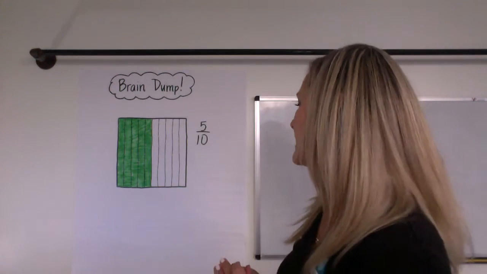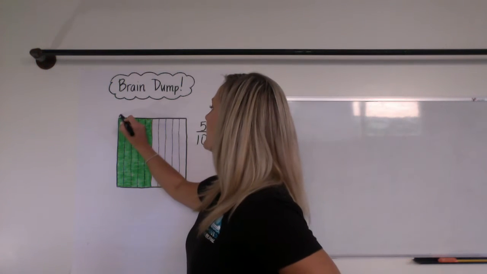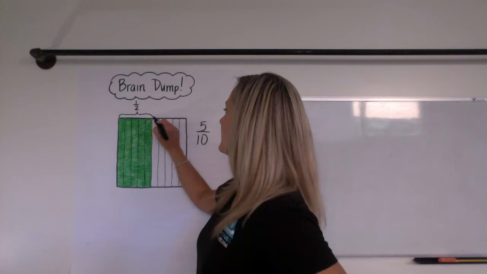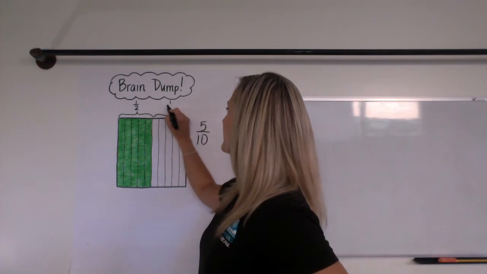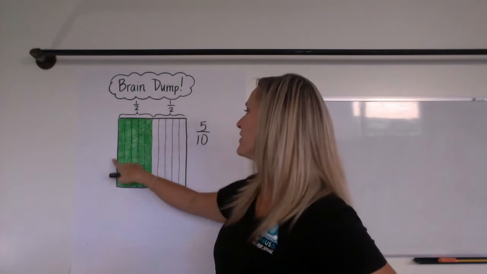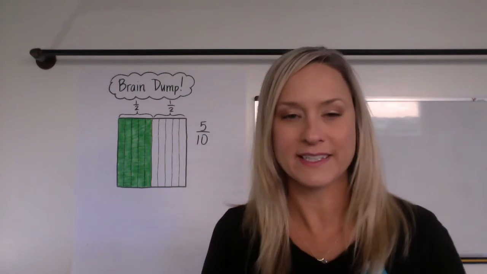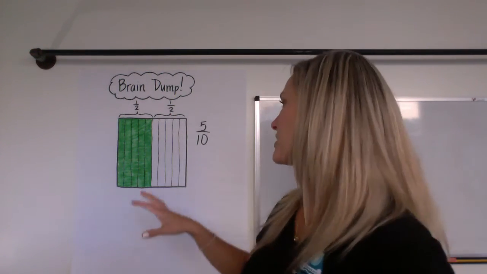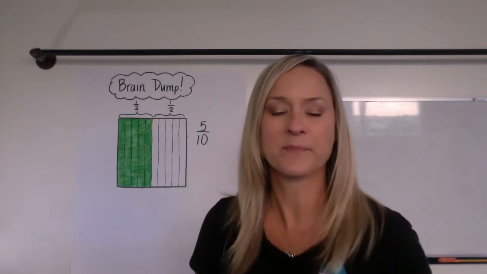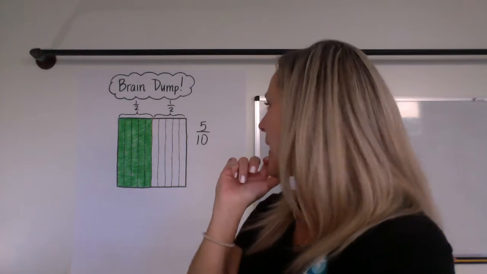Or maybe you looked at it and you thought, it looks like half is shaded and the other half is unshaded. Did anybody go for that one? This whole thing altogether is equal to 1 in this case. Of course, 1 whole is not shaded though. It's only 5 out of 10. All right, let's see here.